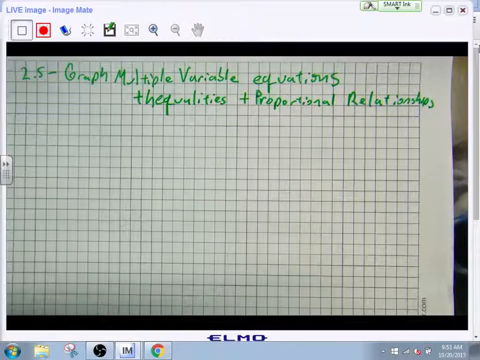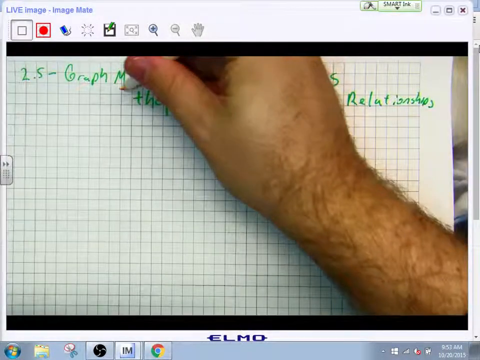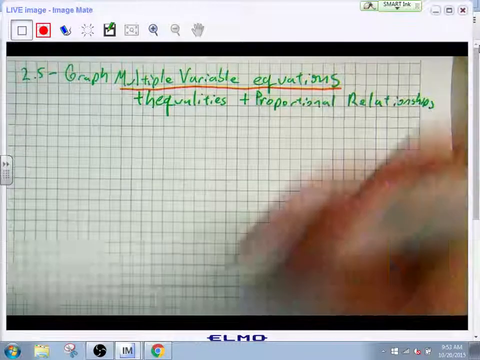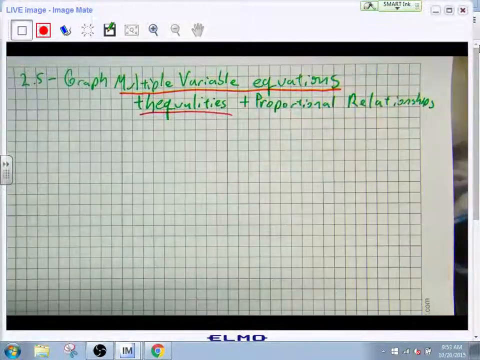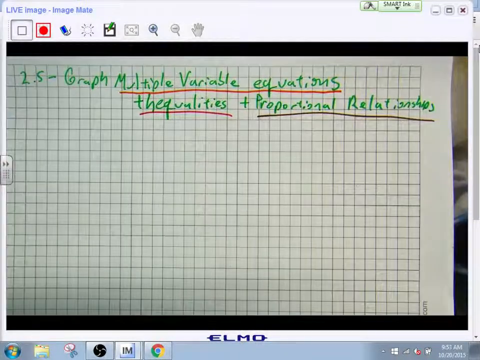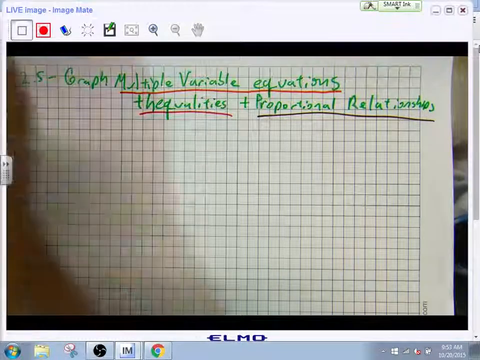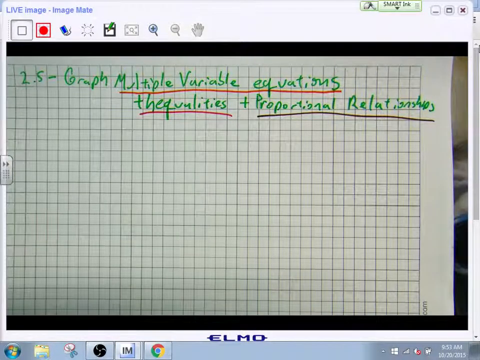So we got a lot of things going on, right? We got multiple variable equations. Oh my gosh, we got inequalities. We got proportional relationships. We got a lot of things happening, so we got a lot to get through. So bear with me. Ask questions as you need to. I'm sure the people who are watching the video may have similar questions.